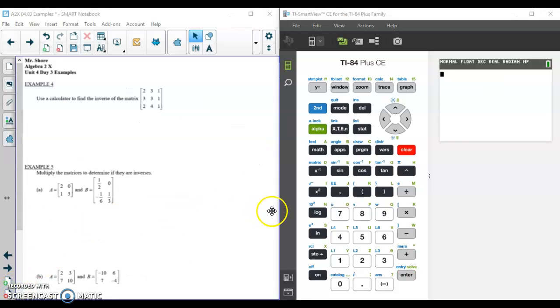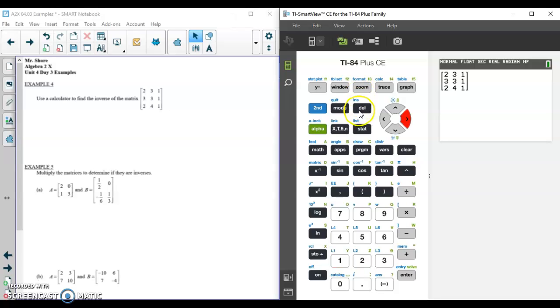Another thing we need to know how to do using a calculator is find the inverse of a 3 by 3 matrix. So first thing we need to do when we're finding the inverse is just enter the matrix in there. So alpha, zoom to get the dimensions. Again, 3 by 3. Enter in the numbers. So 2, 3, 1. And then the next row we have 3, 3, 1. And then finally we have 2, 4, 1.